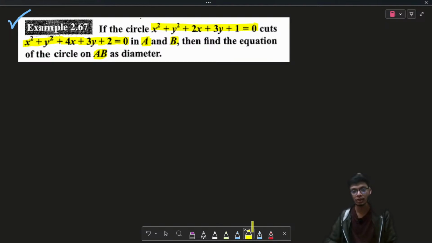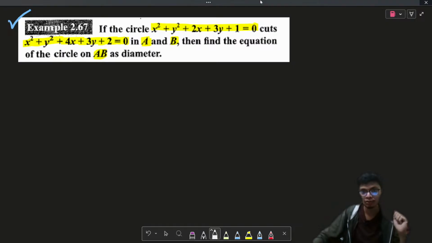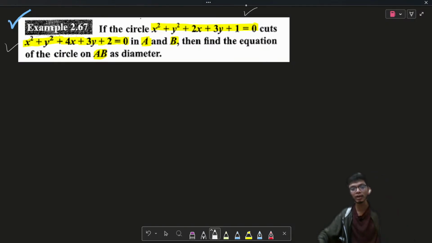Most of you must be solving this question by solving these two equations. You must be solving the first circle equation with the second circle equation to get the points A and B, and from there you will get the coordinates of A and B, and then you can easily generate the circle with diametrically opposite endpoints, right?